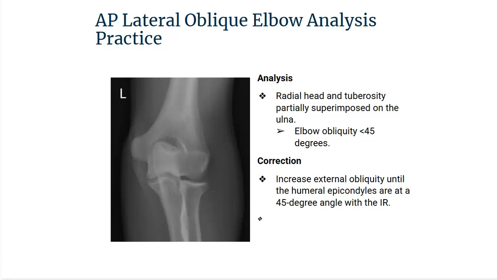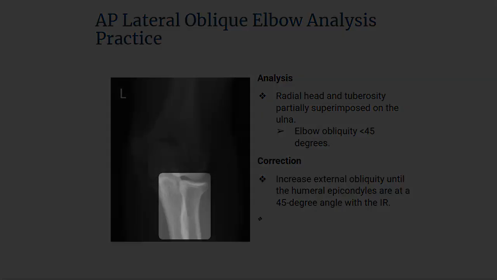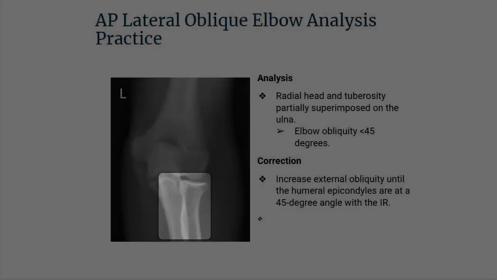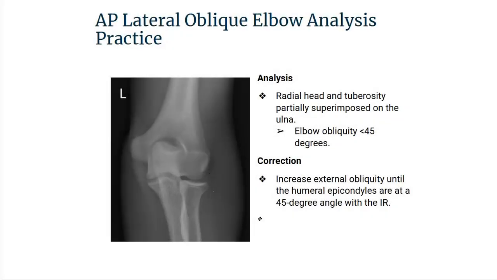In a lateral oblique, we should be looking at the relationship between the radial head, neck, and tuberosity and the ulna. In a lateral oblique, they should be free of superimposition of the ulna. In this projection, the radial head, neck, and tuberosity are partially superimposing over the ulna. This should indicate to you that we are under rotated. We need to increase that degree of obliquity until the humeral epicondyles are 45 degrees with the IR to ensure proper positioning.